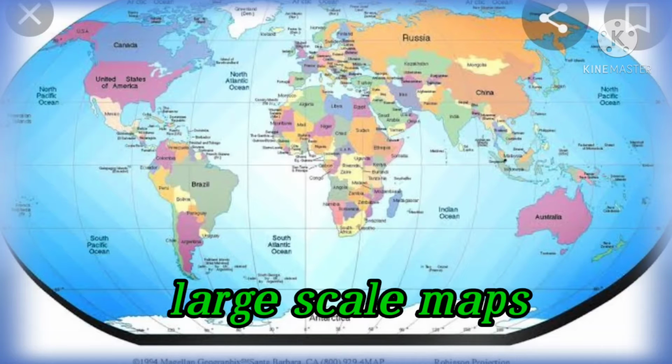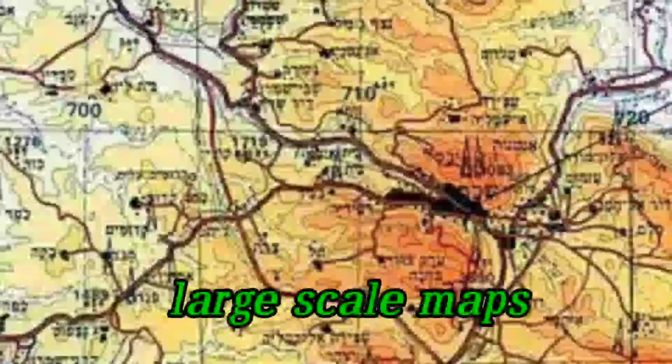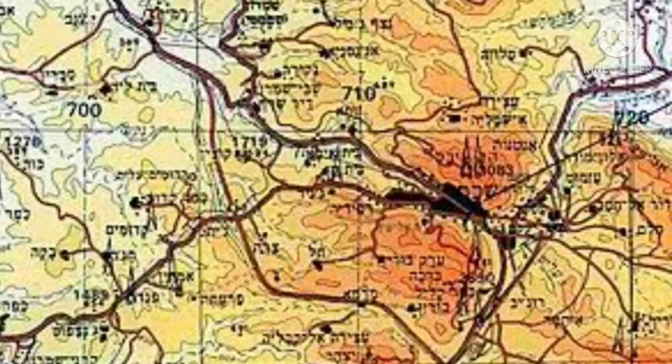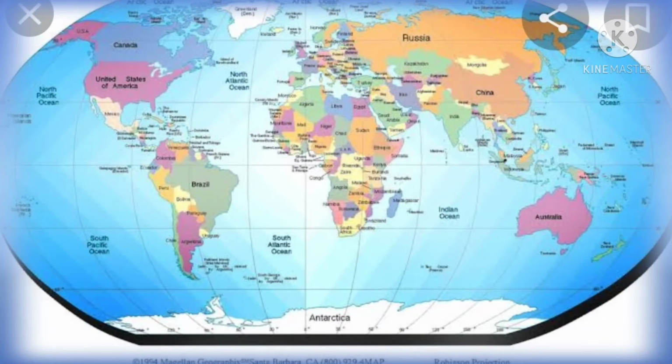First, large scale maps. Large scale maps provide detailed information about a small area. What are large scale maps? They provide detailed information about a particular area, but only about a small area. Since it provides detailed information, it covers a small area. Now let us study some of the types of large scale maps.